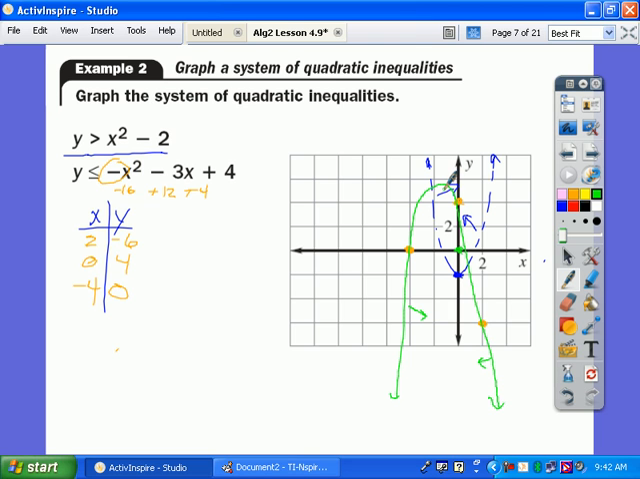Okay, so I need to be inside the green and inside the blue. And so the area that becomes the solution set is just this little guy in here. And that space is the solution set to this system of inequalities. And so you can see we're going to get some interesting shapes now that are a little bit different than what we had with linear functions. Okay?